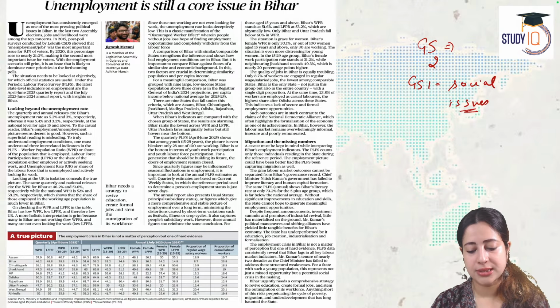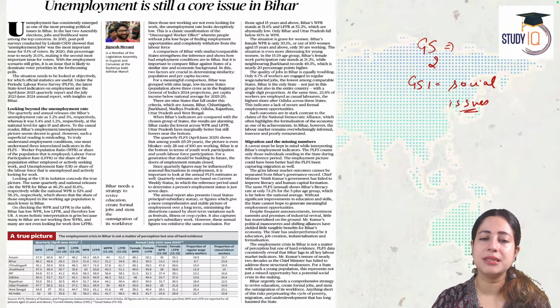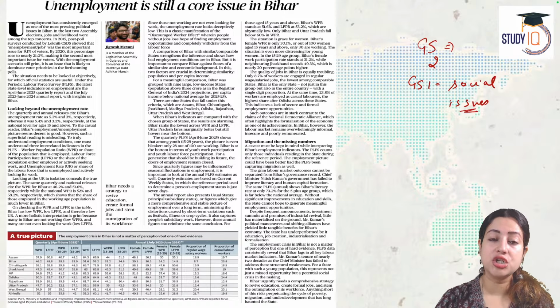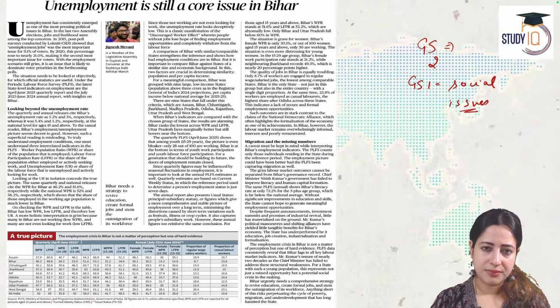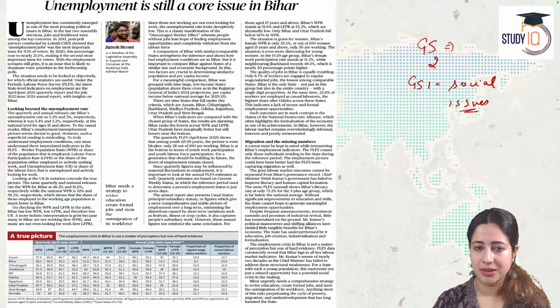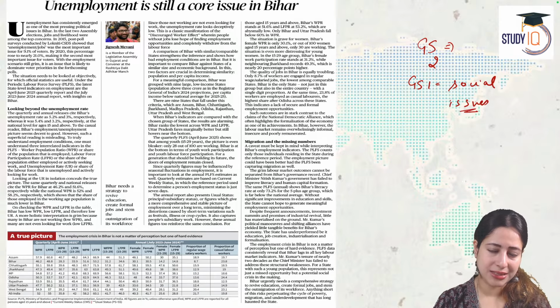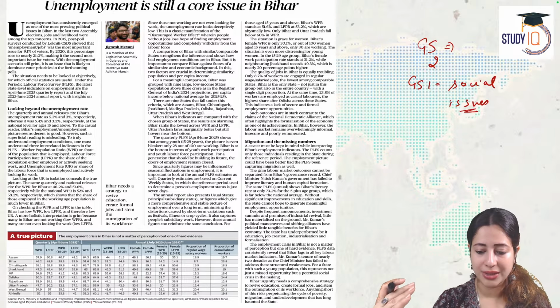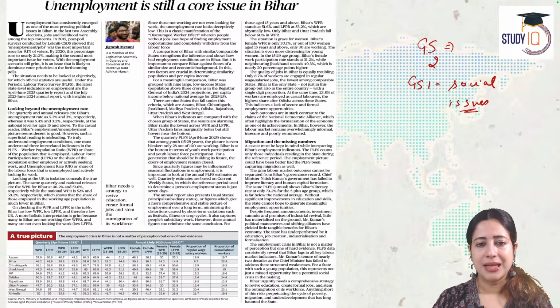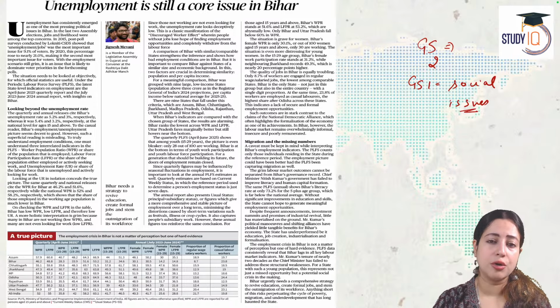So now let's see what this article examines. Unemployment is still a core issue in Bihar. Last month, we all were talking about demography, how today in India we are experiencing a change of demography. Most states are experiencing a lower fertility rate. But there are certain states, including Bihar, where not only is the total fertility rate, TFR, on the higher side, at the same time, we see a lower level of education and a chronic problem of unemployment.